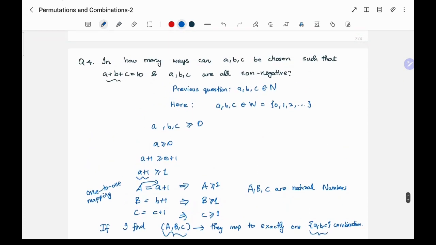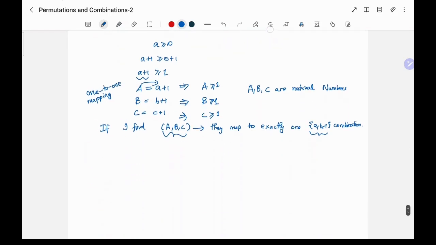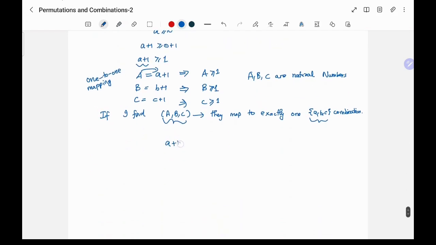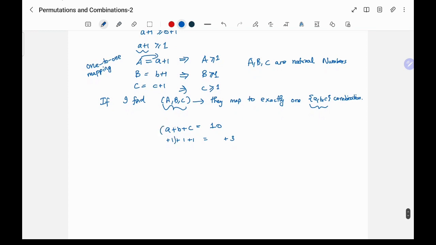So how do I change this equation to capital? I have a plus b plus c is equal to 10. What I do is add 1 on both sides: plus 1, plus 1, plus 1. So here it will be plus 3. Now I haven't changed anything. And then I group it. So now I have capital A plus capital B plus capital C is equal to 13.